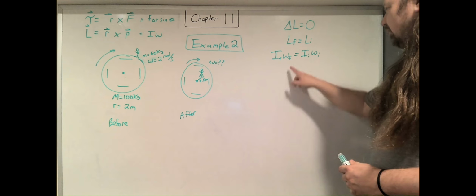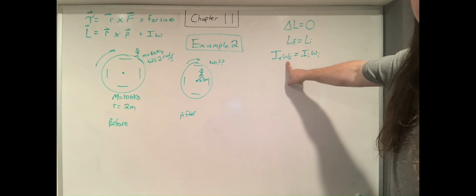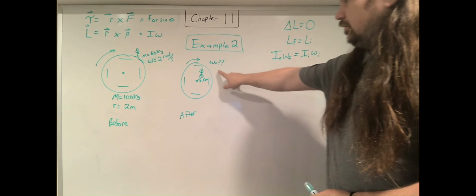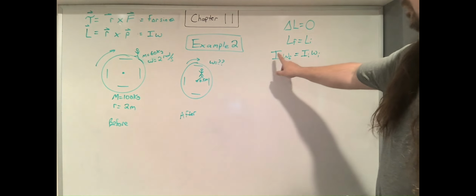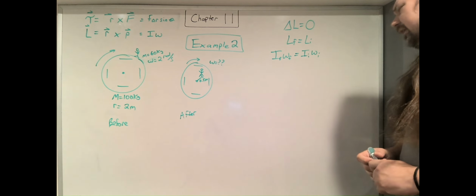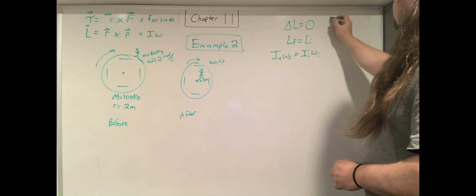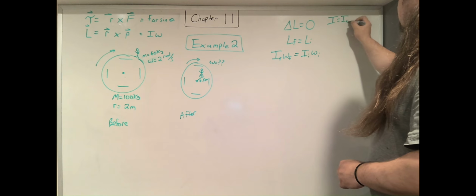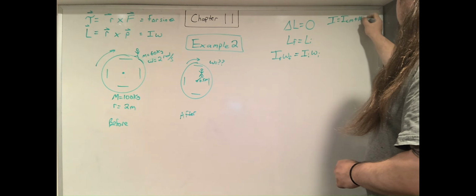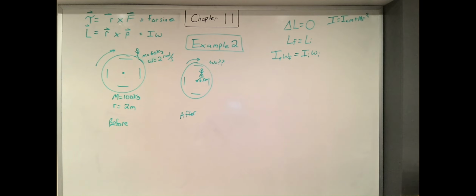I am looking for the final angular speed of the wheel. So this is the variable I'm looking for. How about the I, the final moment of inertia? How can I figure that out? Well, we can use the parallel axis theorem for this.